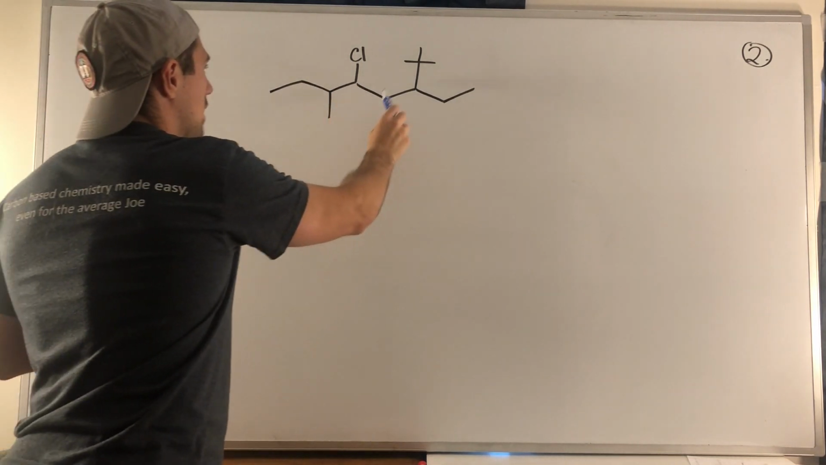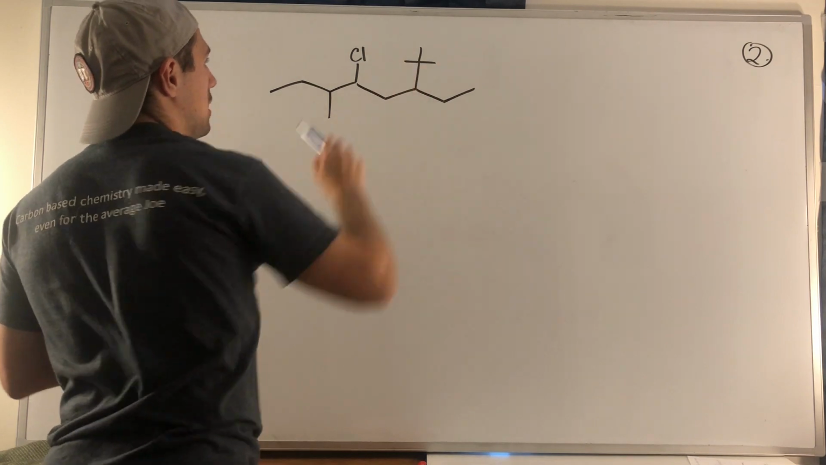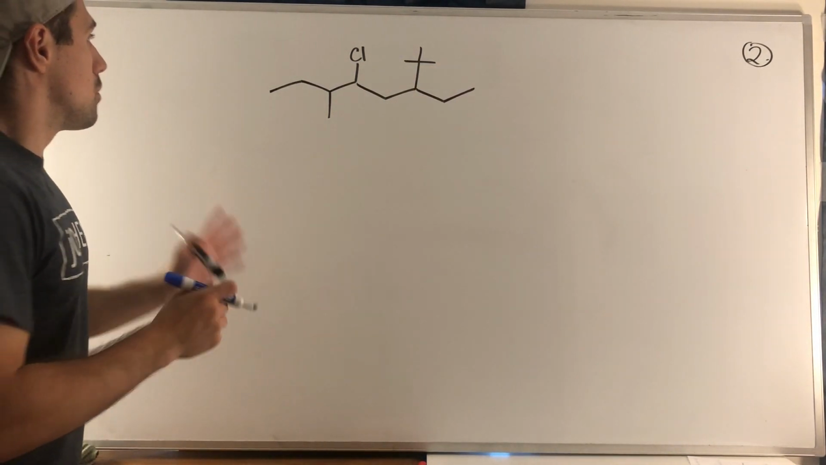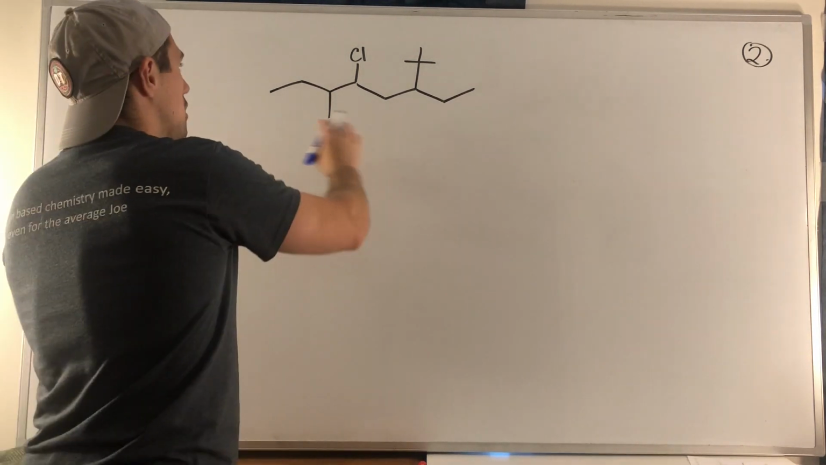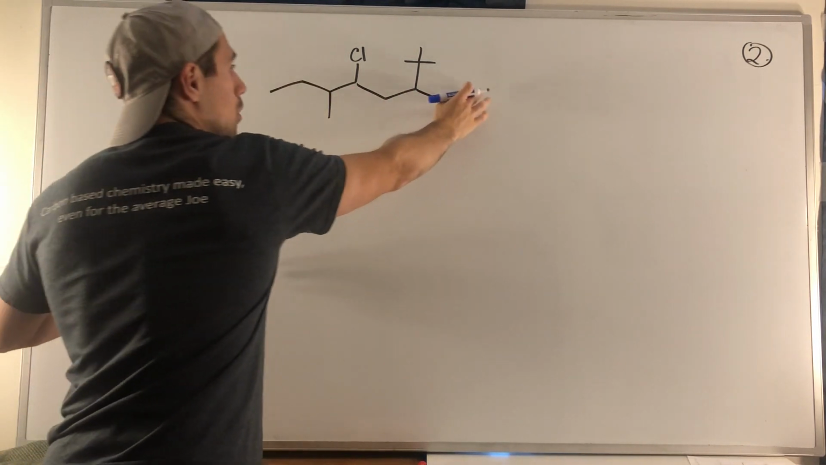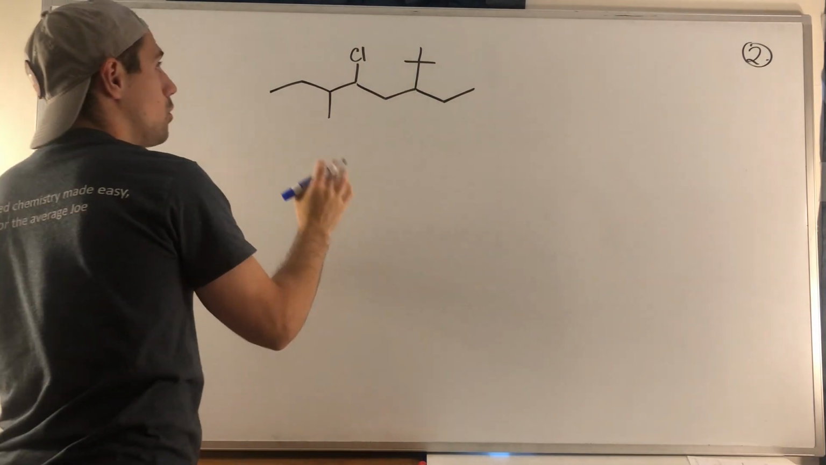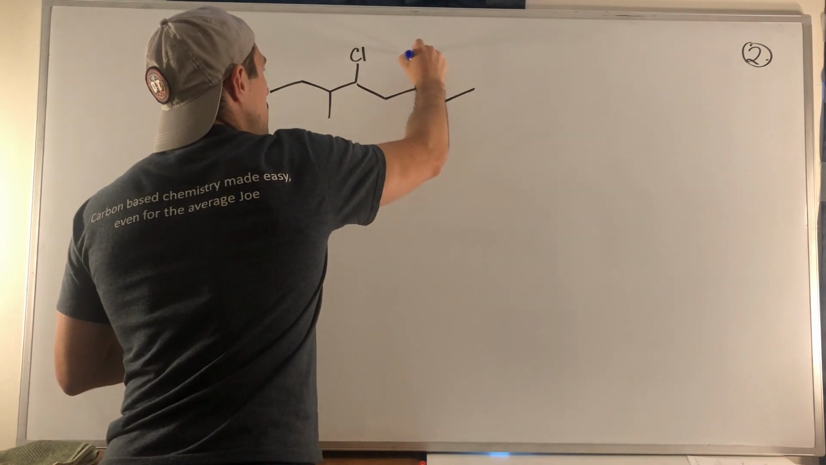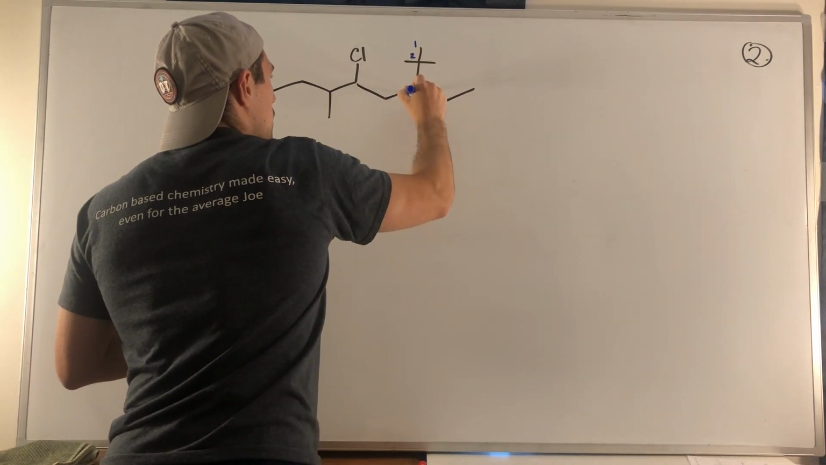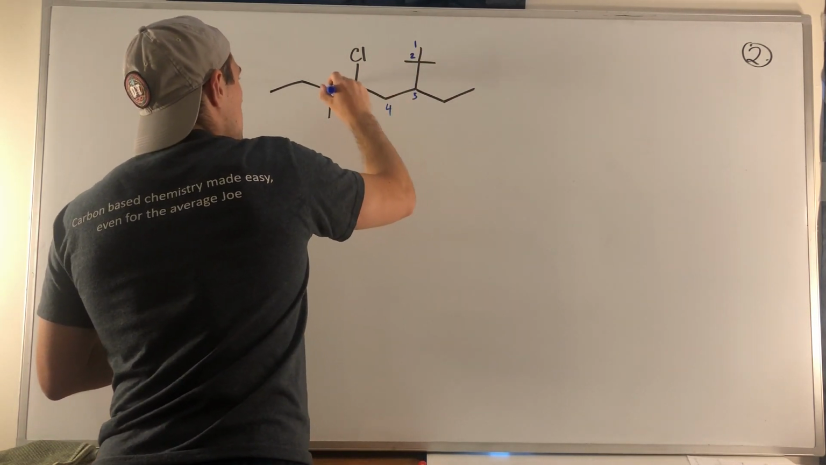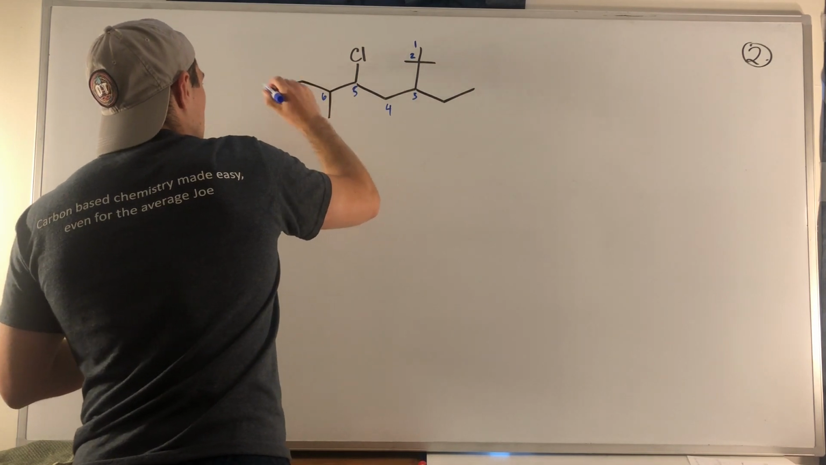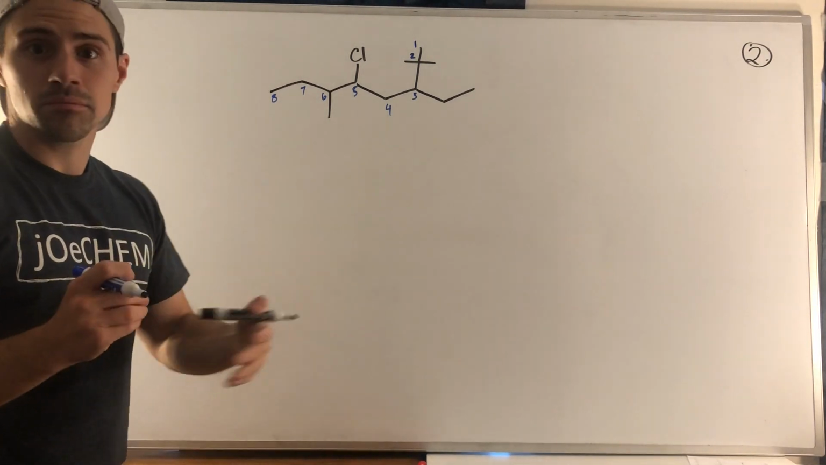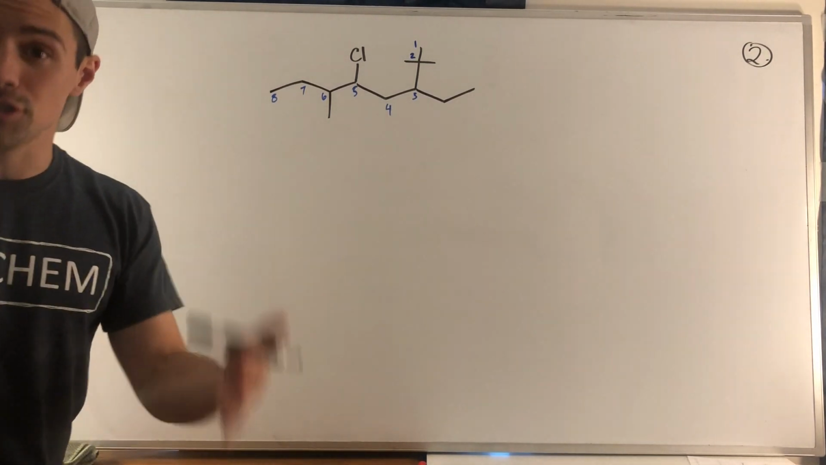we have 1, 2, 3, 4, 5, 6, 7, 8, or we have the ability to go up here as well. Now, think about this. We can go 1, 2, 3, hit a branch, or we can go 1, 2, and hit a branch. So the chain is actually going to be 1, 2, 3, 4, 5, 6, 7, and 8. So I like this problem just because the T-butyl is almost drawn as a substituent, but it ends up being part of the parent chain.